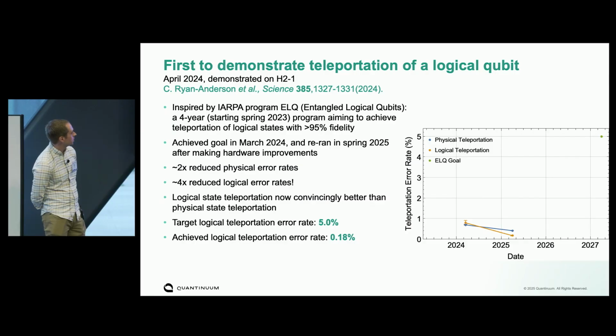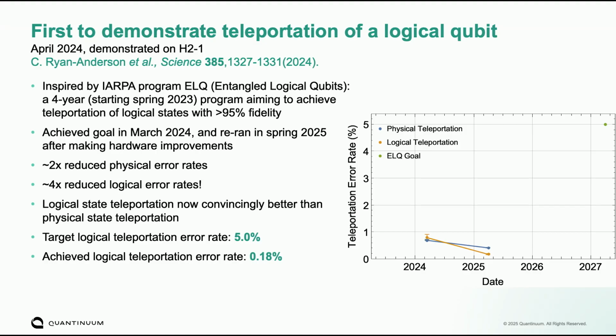The next demonstration I wanted to share was actually inspired by an IARPA program, ELQ, Entangled Logical Qubits. That was a 4-year program aimed to achieve teleportation of logical states with 95% fidelity. We actually applied for and did not get this program, but we decided to try our hands at it anyways. And less than a year in, we did this, and the logical teleportation error rate was less than 1% instead of less than 5%. And then in the year following, we actually made some hardware improvements, and so we wanted to see how the results would compare to the previous year.